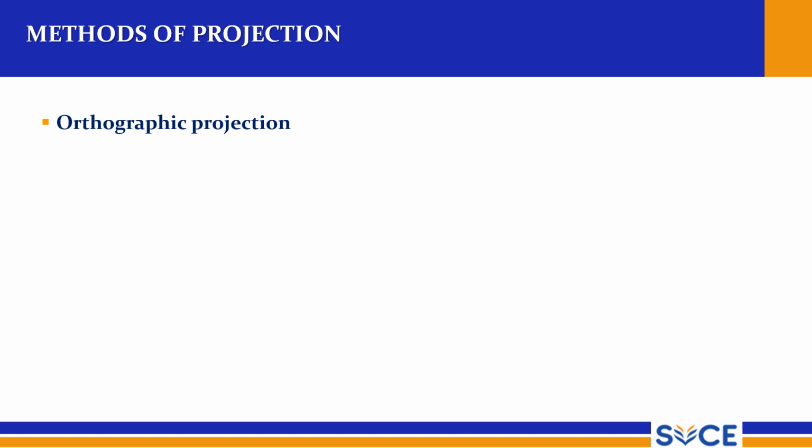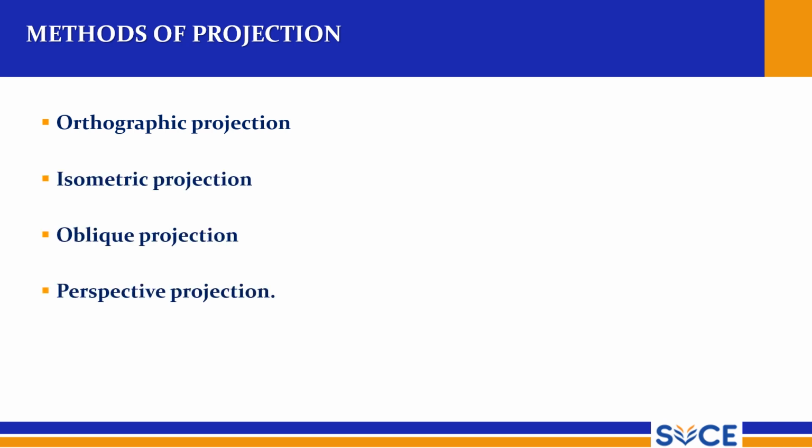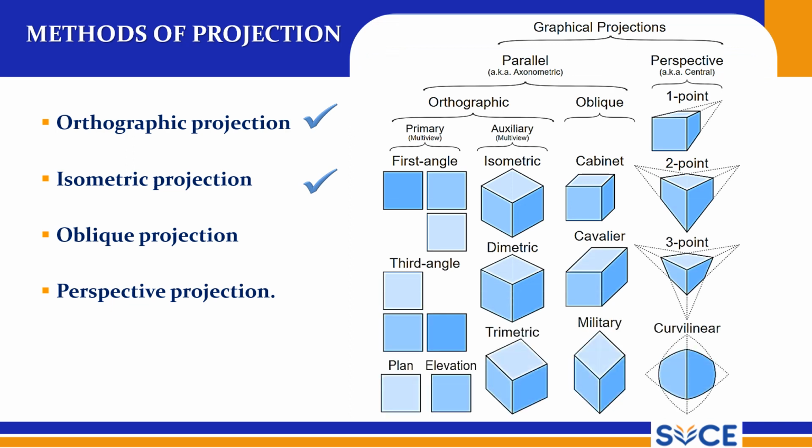Methods of projection: orthographic projection, isometric projection, oblique projection, perspective projection. To introduce this three-dimensional projection, we have these many types of projection methods, and in our syllabus we have orthographic projection and isometric projection. And in brief, I can give you the introduction about the different types of three-dimensional projections.